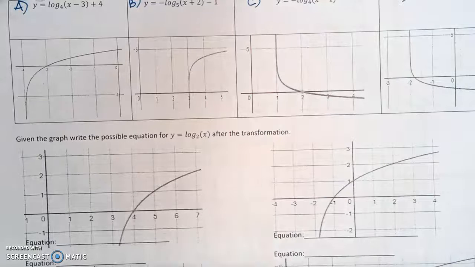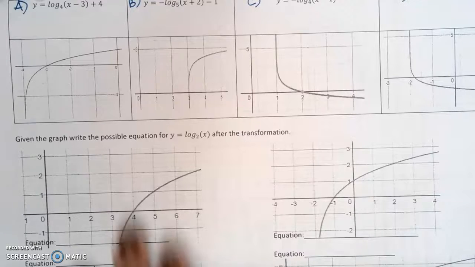So see if there's a shift, right or left. See if there's a stretch. See if there's a reflection. Anything like that. And write the equation.